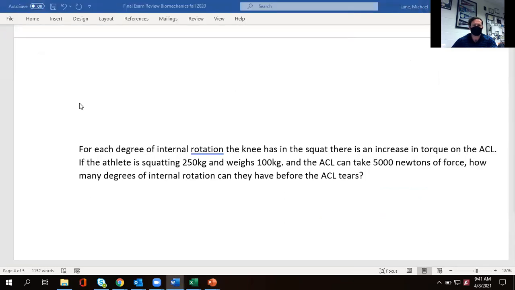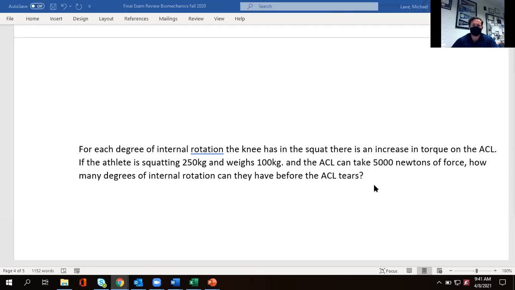All right, folks. So the question is this. Can everybody read what I've got up here? So we're increasing the torque on the ACL. An athlete is squatting 250 kilograms and weighs 100 kilograms. The ACL can take 500 newtons of force. How many degrees of internal rotation can they have before the ACL tears?